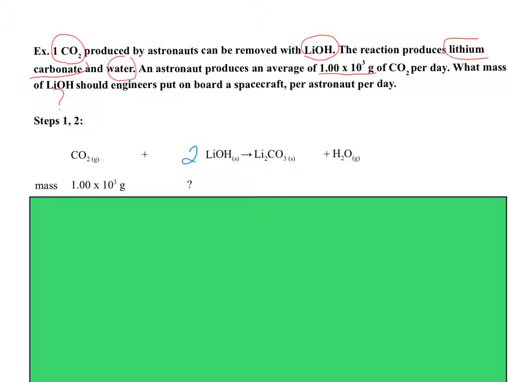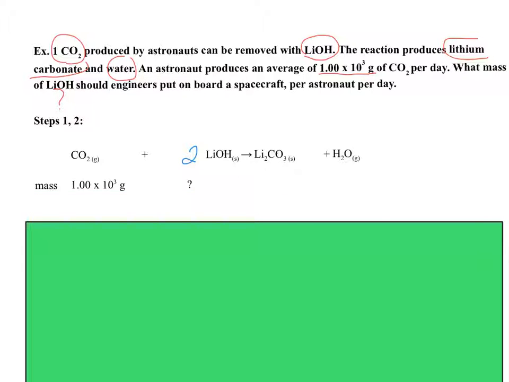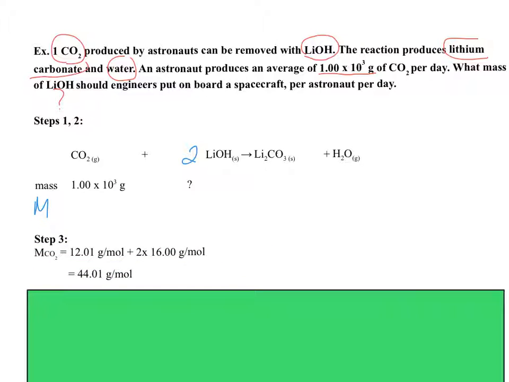Okay, so now write in what we know. We know the mass of carbon dioxide. We want to find the mass of lithium hydroxide. So now we have to calculate the molar mass of carbon dioxide so that we can calculate the moles of carbon dioxide. So the molar mass of carbon dioxide is 44.01 grams per mole.